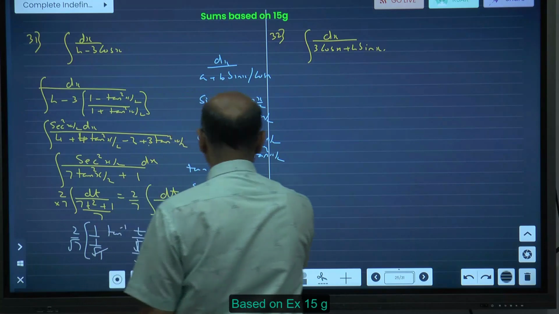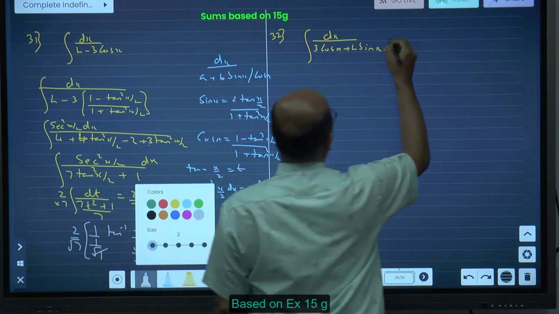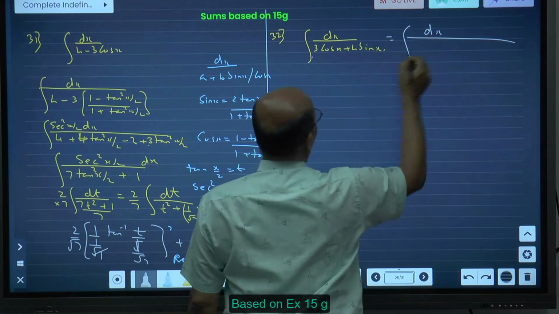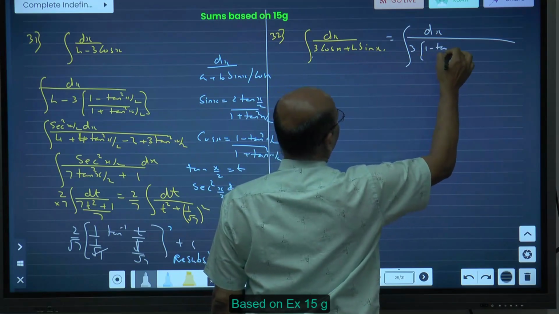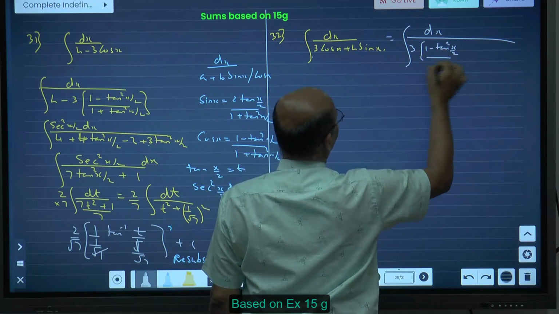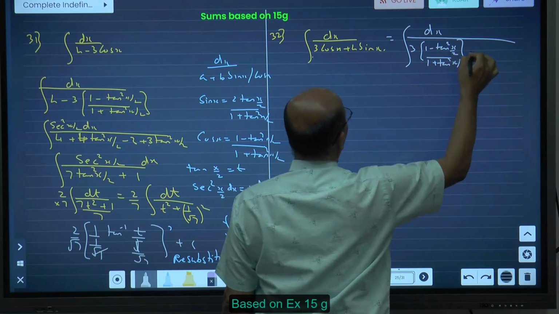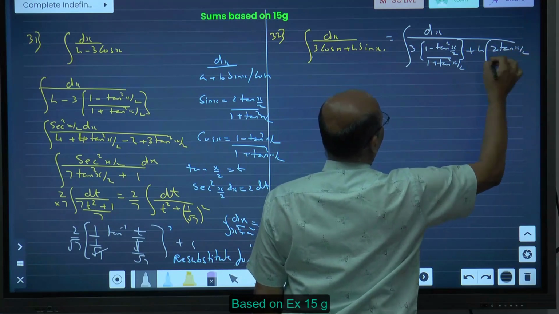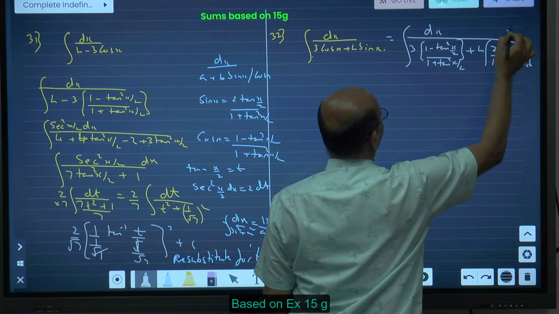So let us see now quickly what happens now. So I will just go ahead over here so that we can complete this sum properly. Dx upon 3 cos x, what cos x stands for? 1 minus tan square x by 2 upon 1 plus tan square x by 2, plus 4 times 2 tan x by 2 divided by 1 plus tan square x by 2 dx.